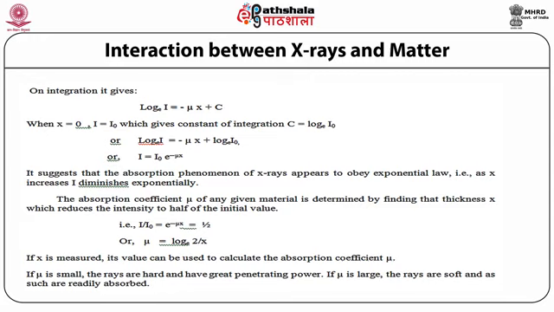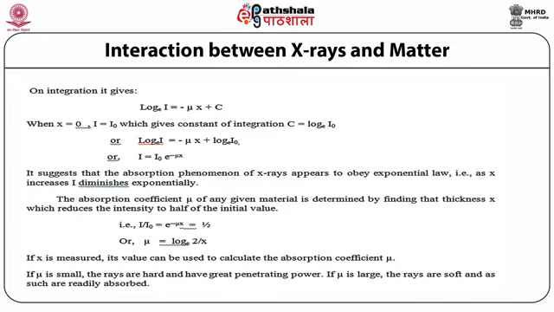When x is equal to 0, I is equal to I0, which gives the constant of integration C equal to log I0, or log I is equal to minus mu x plus log I0, or I is equal to I0 e to the power of minus mu x. It suggests that the absorption phenomenon of X-rays appears to obey an exponential law. That is, as x increases, I diminishes exponentially.